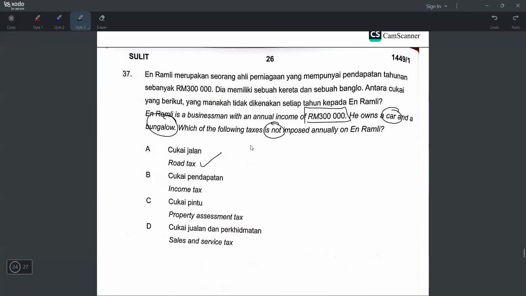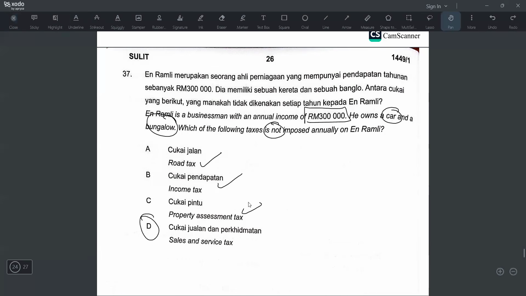Okay, road tax ada sebab dia ada car, so kena bayar road tax. Income tax kena juga because your income is very high, so kena income tax. Property assessment tax kena juga. Cukai pintu is for orang yang ada rumah, yang ada property, so you have a bungalow, so kena bayar cukai pintu. D is the one, because they ask which of the following is not imposed. So sales and service tax is not imposed.